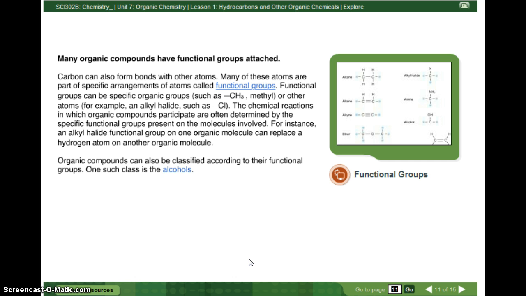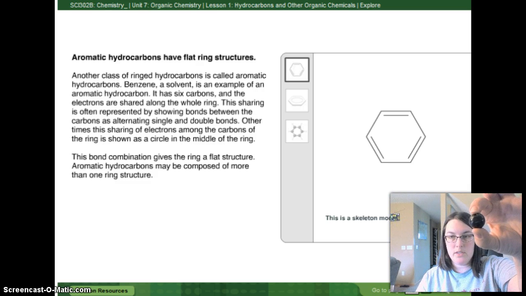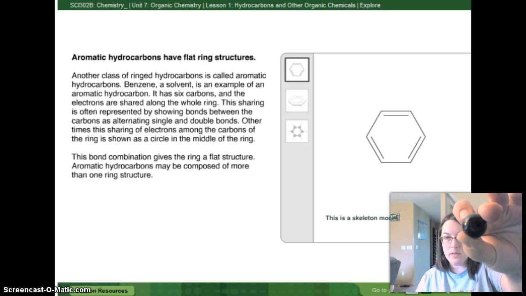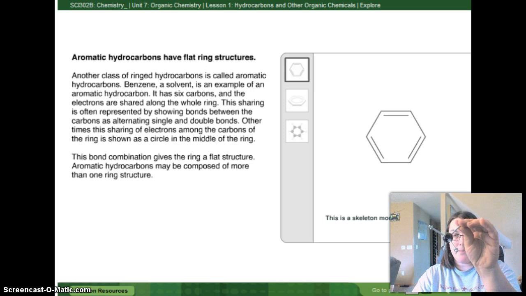Many organic compounds have functional groups attached. Okay, so I want to show you a model. In our model, we are going to use the ball and stick figure, and we have carbon. Carbon has 4 open holes in it, and those open holes represent what? They represent the bonds that can be made.